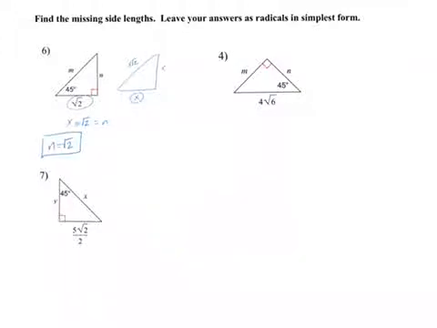And then if I want to find m up here, I know m is equal to x root 2. And I know what x is equal to. That's the square root of 2 times the square root of 2, which is going to give me the square root of 4, which is just equal to 2. So then m is equal to 2.